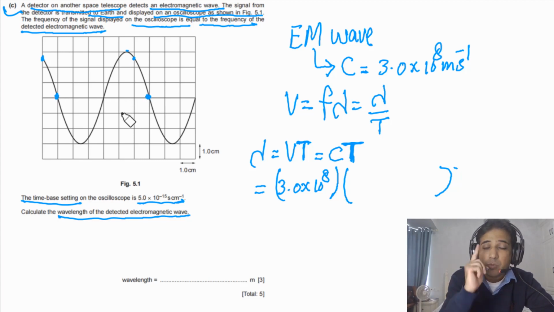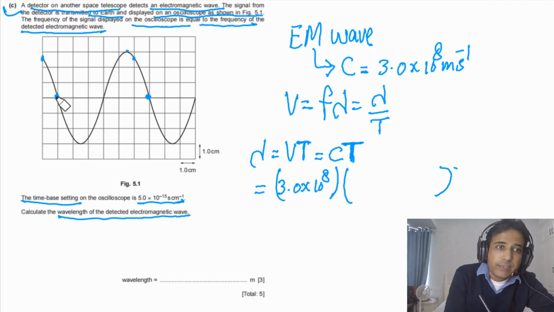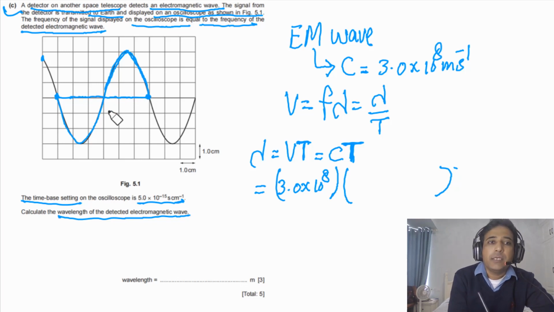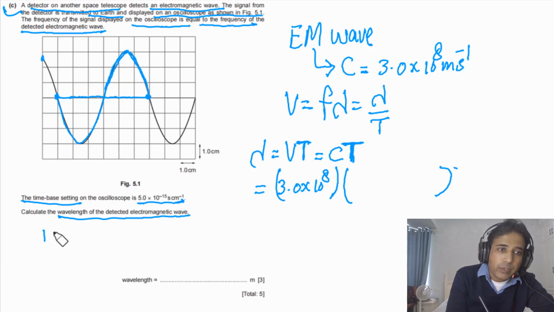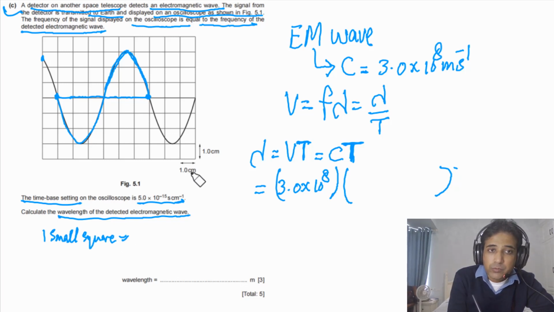So this is representing one complete cycle. Let me draw this wave so you can see. This is representing one complete cycle. How many small squares do we have? We have 1, 2, 3, 4, 5, and 6. So we have 6 small squares, and one small square is 1 centimeter.